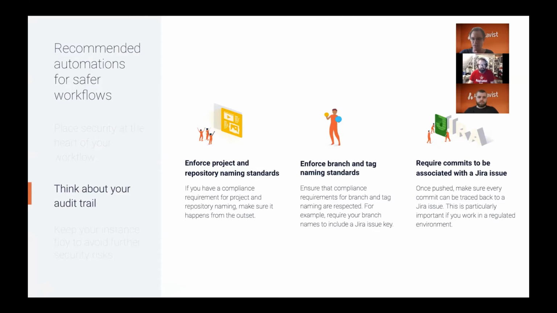This is particularly useful for naming and standard enforcement for branches, because you can, for example, specify that every branch must include a JIRA issue key in its name. And finally, you can require all commits to be associated with JIRA issues. Again, with that traceability, you can look back through your commit history and always know which JIRA issue that commit was associated with.